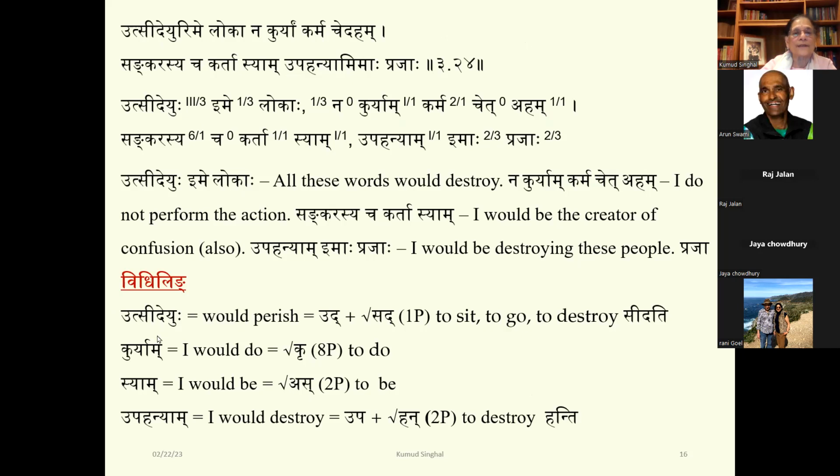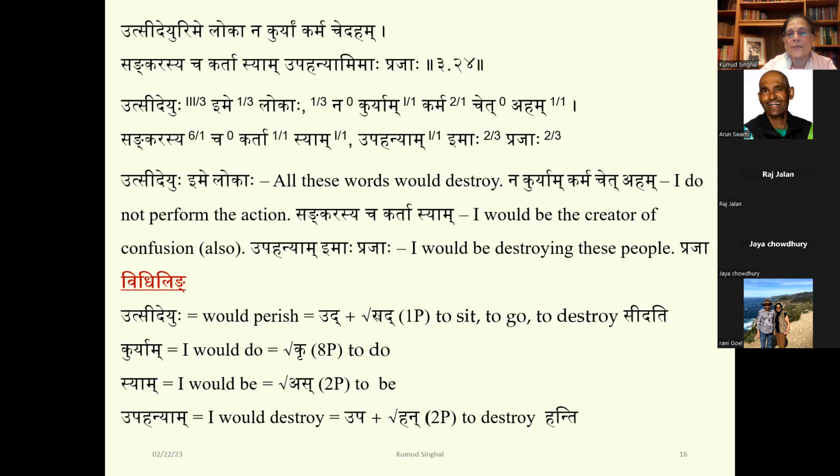So in the verse here, utsideyuhu ime lokaha. Here, this word utsideyuhu is a vidhiling form. It is a bahuvachanam, would perish, right? So this is the would. The dhatu is sad, the prefix is ud, and sad means to sit, to go, to destroy.